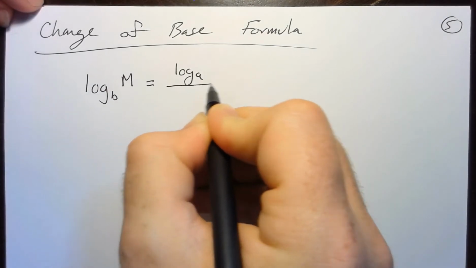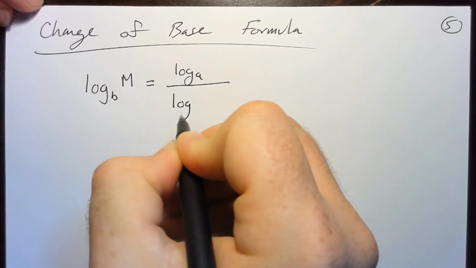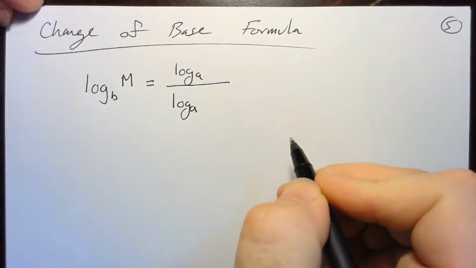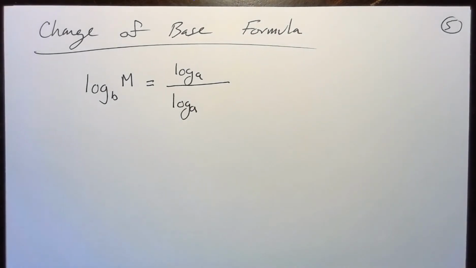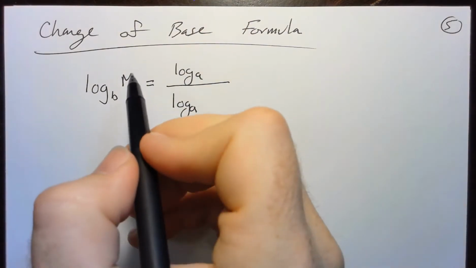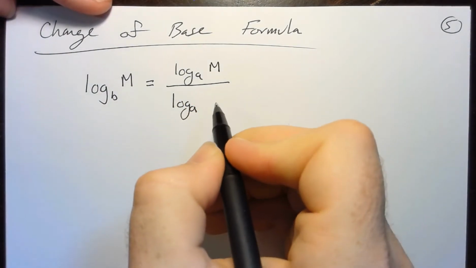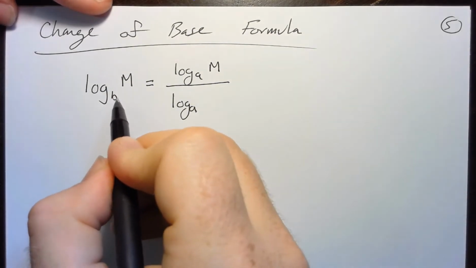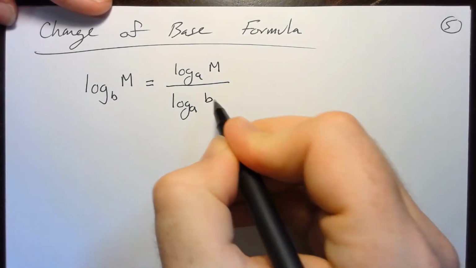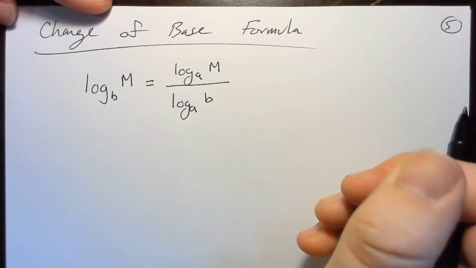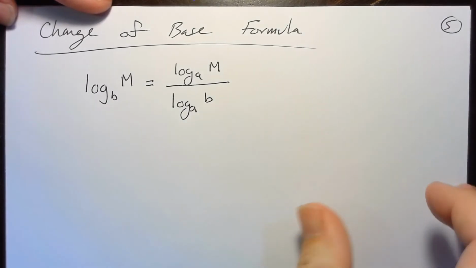Now, the way that the formula works is that both the numerator and the denominator log now get that new base. The difference, however, is what goes inside the new log functions. What's inside the original log will go inside the top log function, and what's the old base will now go to the inside of the bottom function. So this is the change of base formula.